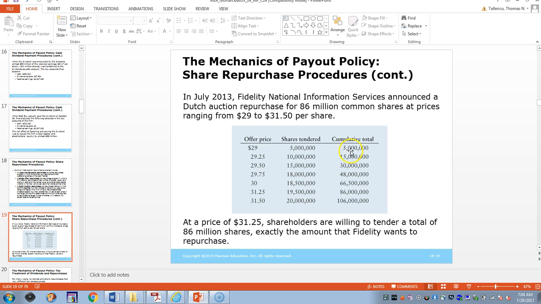And this gives you the cumulative total here, right? 5 and 10 is 15, and another 15 is 30, and 48. So at a price of $31.25, right here, shareholders are willing to tender a total of 86 million shares, exactly the amount that Fidelity wants to repurchase. So you can look right here and you'll see it says 86 million shares, and that's what they originally wanted to repurchase, 86 million shares, right? So the price will be set at that level.